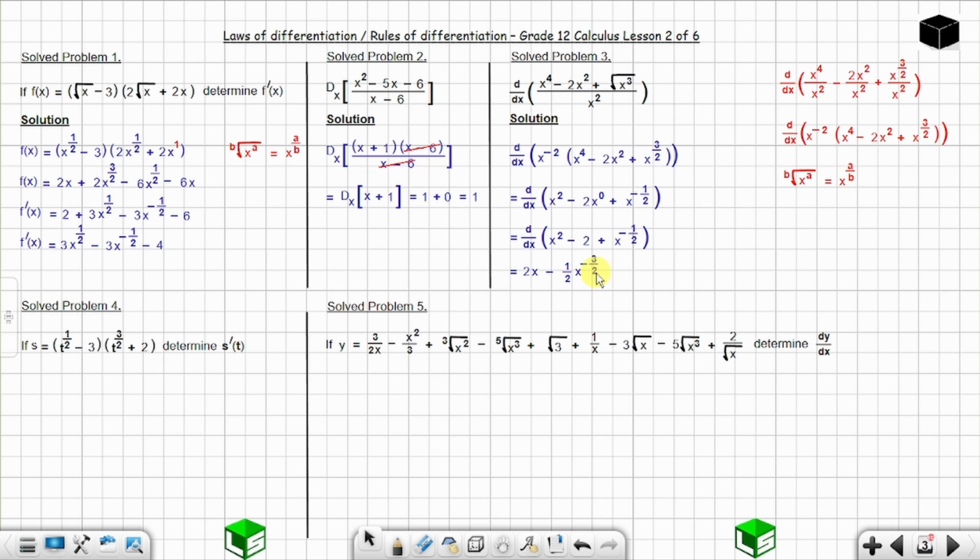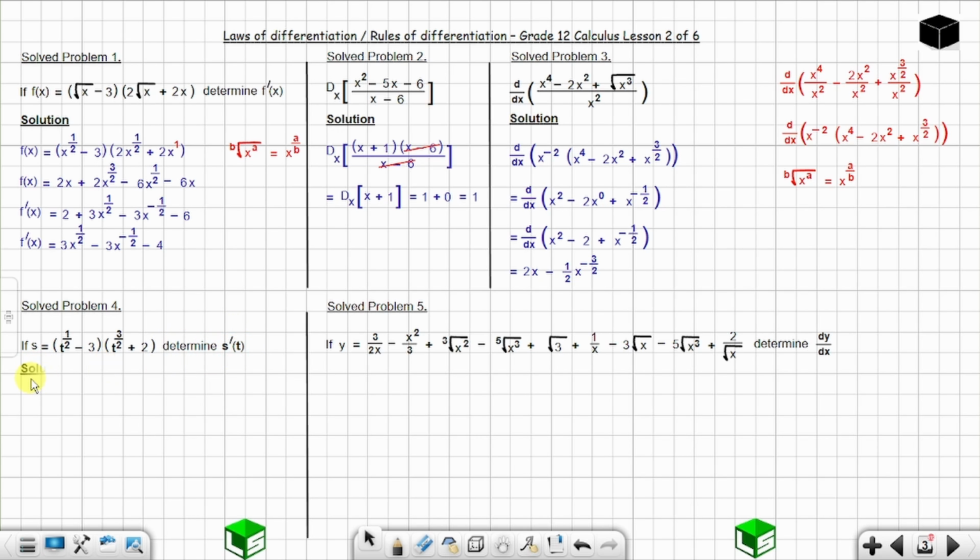Let's move on to problem number 4. If s is equal to this, determine s prime of t. They are using different variables. You must not be confused with this. So the subject of the formula is s. The independent variable is t, and the dependent variable is s. Whether they use different variables, you are still going to do the same. So you are requested to determine s prime of t.